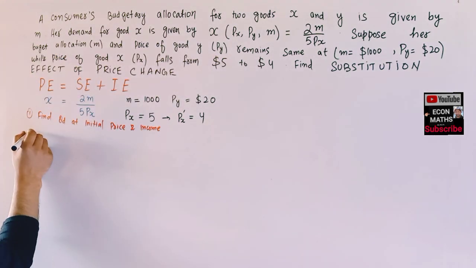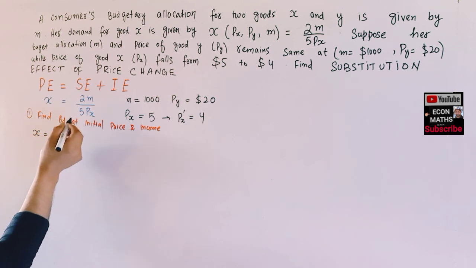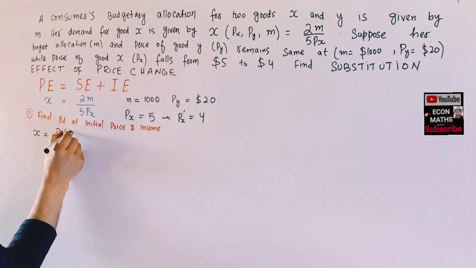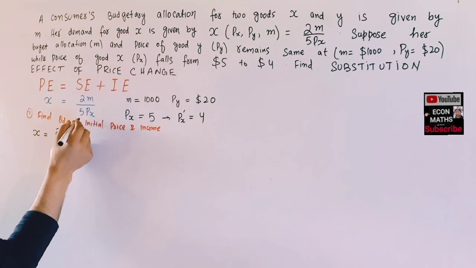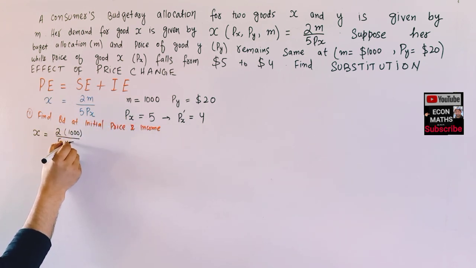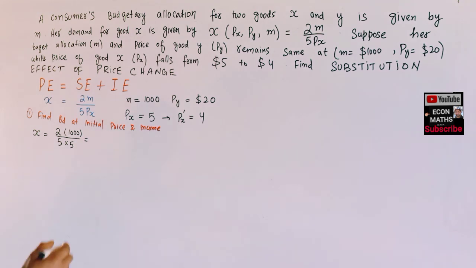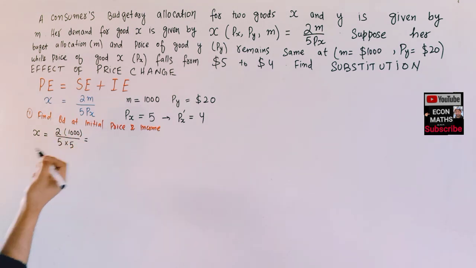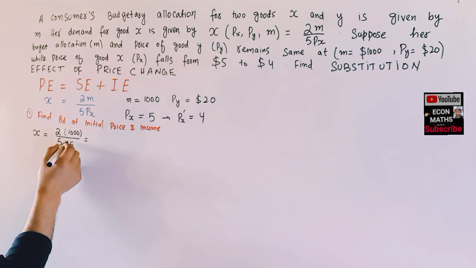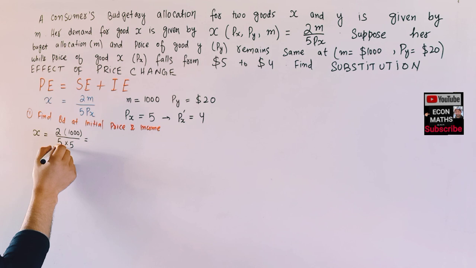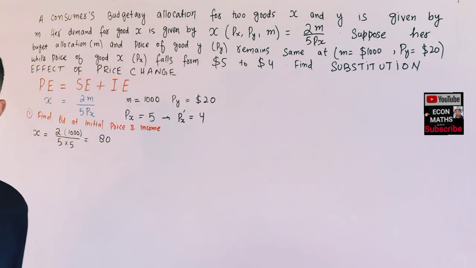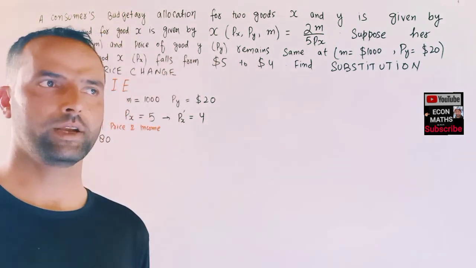Let us see here. Our X will be equal to the initial income, which is given as 1,000, divided by 5 times the price of X, which is given as 5. So this is 1,000 upon 25. 25 ones are 25, 25 fours are 100, so this comes out to be 40... that is, 4 twos are 8, that comes out to be 80. That means the quantity demanded at the initial income and at the initial price is 80.